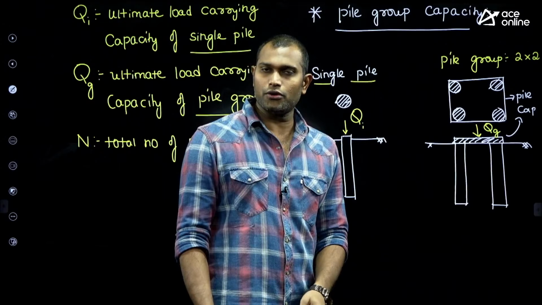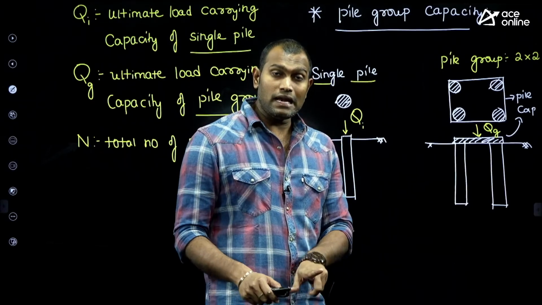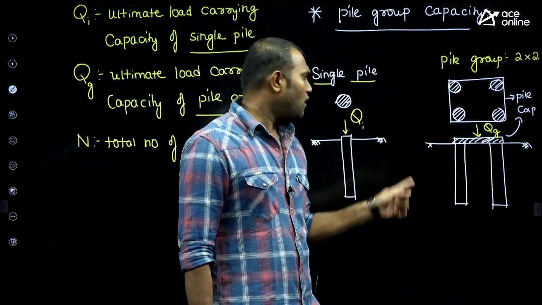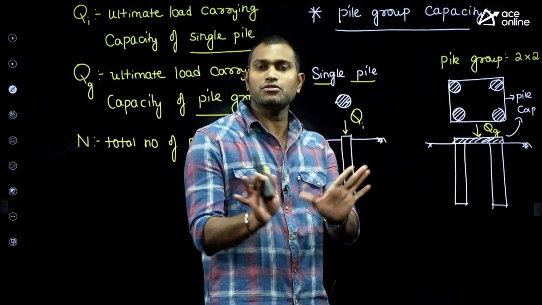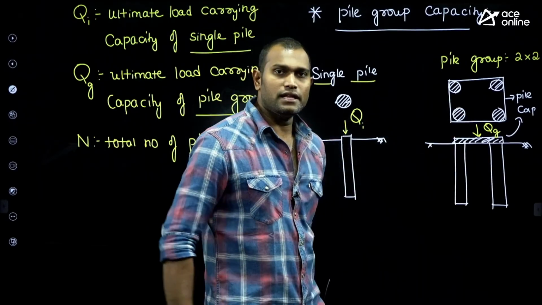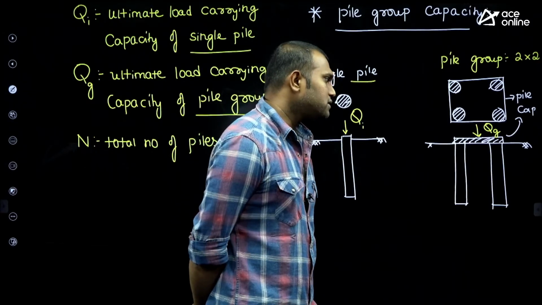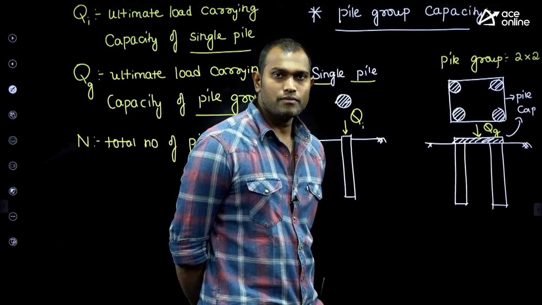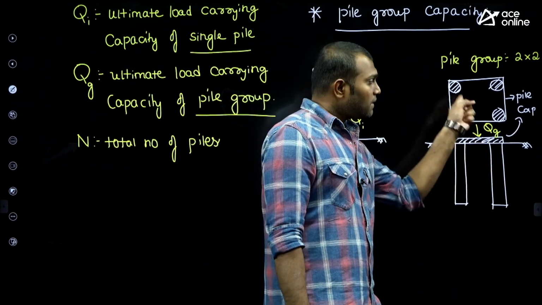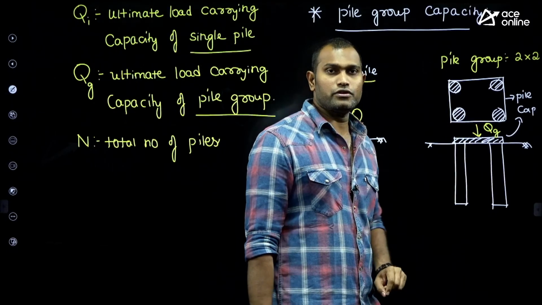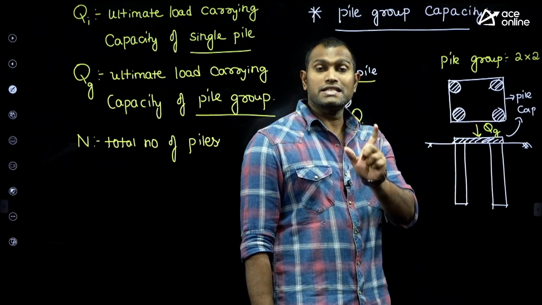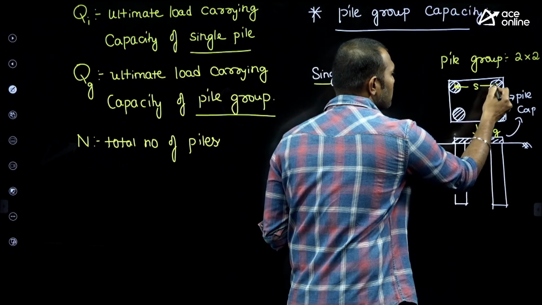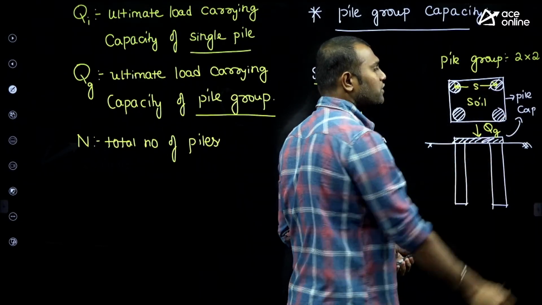It can be 4 into Qi, or it can be less than 4 into Qi, or it can be more than 4 into Qi. Let's say 1 pile maximum, ultimate, it can take 1000 kilonewtons. 4 piles are there, 1 pile 1000, then the group is 4000. No, it need not be 4000 always. It can be 4000, it can be less than 4000, it can be more than 4000. That depends upon the center to center spacing between the piles, and the type of soil that you are going to install.